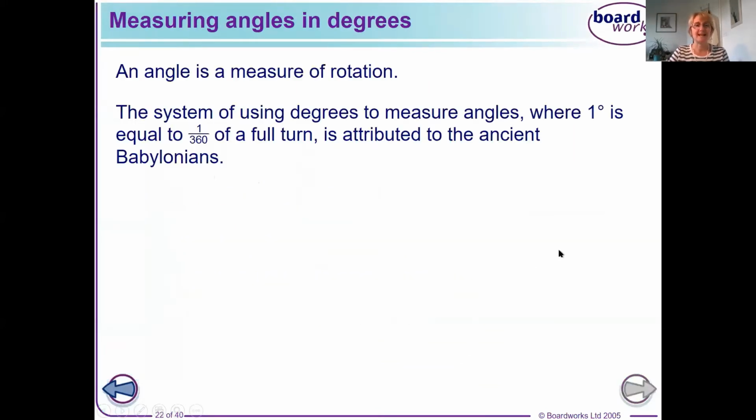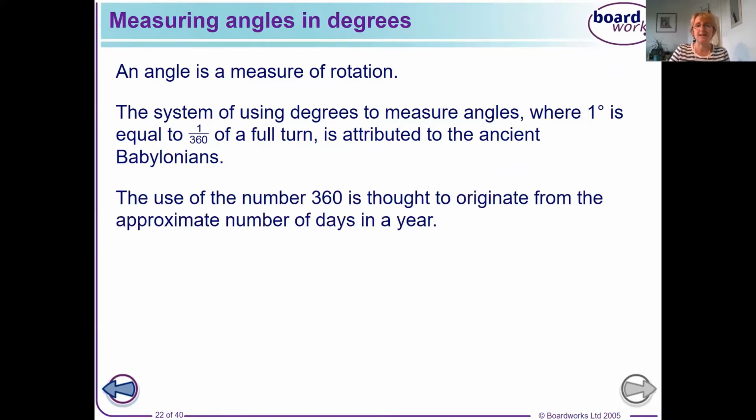As I've already said, an angle is a measure of rotation, and that system of using degrees to measure angles, we think it came from the Babylonians, this concept of 1/360th of a full turn. It's a little bit of an arbitrary number, isn't it? 360. So why is it that we measure an angle in 360ths? Well, possibly because the ancient Babylonians developed the calendar, and it's very close to the number of days in a year. That's one possibility.